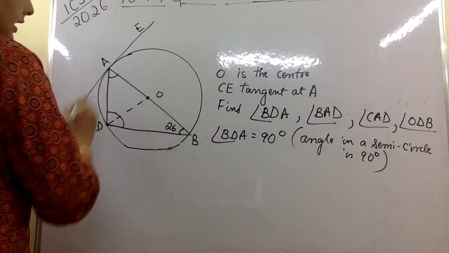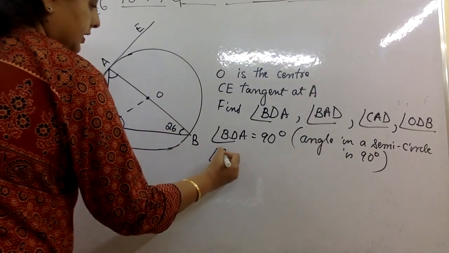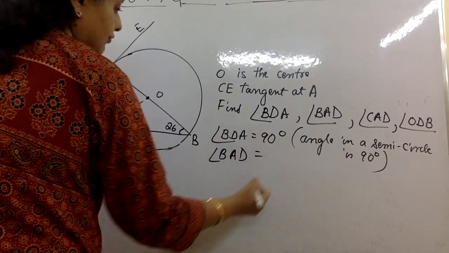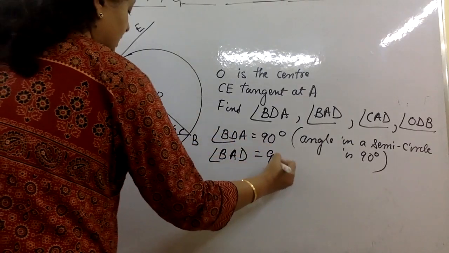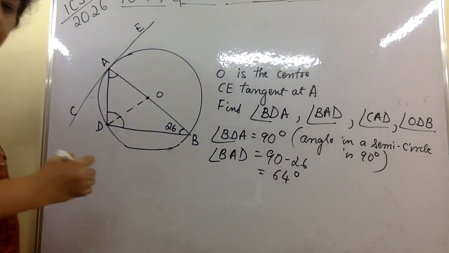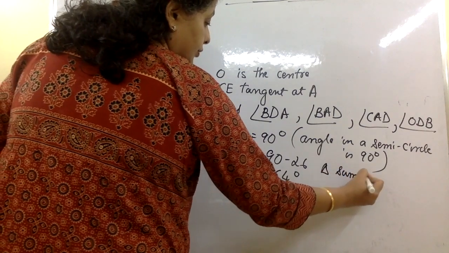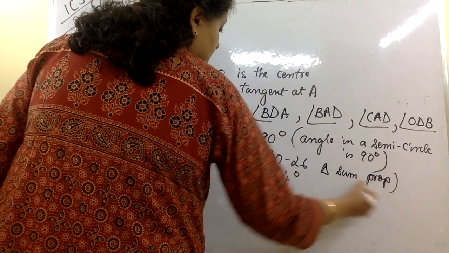BAD, that is this angle. Now if this is already 90, then angle BAD, for that we are going to do 90 minus 26, and that is 64 degrees. So you can say triangle sum property. You can write like this, that's good enough.